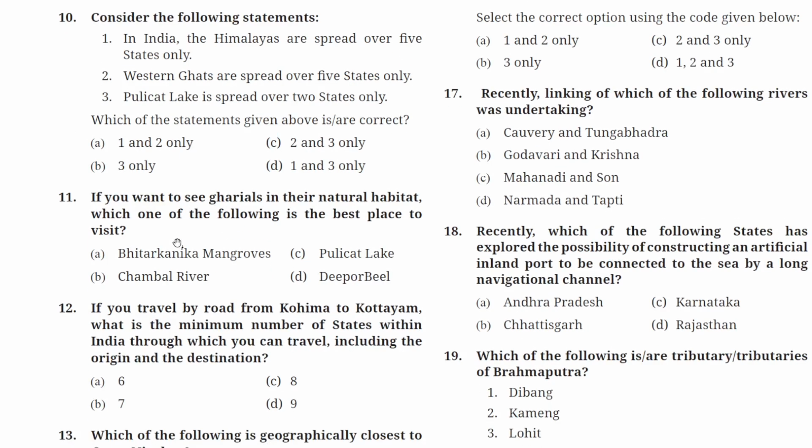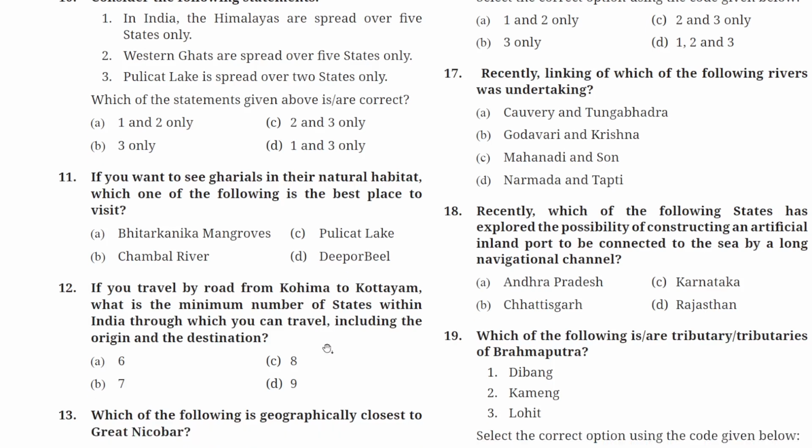Question 11. If you want to see gharials in the natural habitat, which one of the following is the best place to visit? The options include Pulicat Lake and National Chambal Sanctuary. National Chambal Sanctuary, also called the National Chambal Gharial Wildlife Sanctuary, is a tri-state protected area in northern India for the protection of the critically endangered gharial, the red-crowned roof turtle, and the endangered Ganges River dolphin. It is located on the Chambal River, near the tripoint of Rajasthan, Madhya Pradesh, and Uttar Pradesh. So the answer to 11 is B, Chambal River.